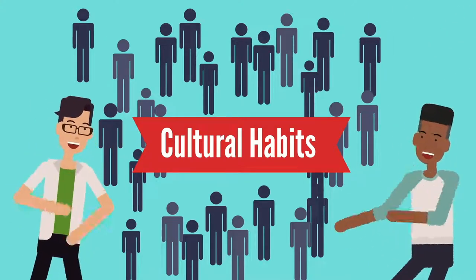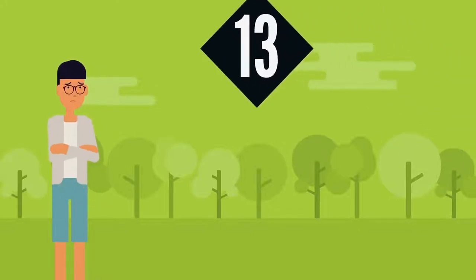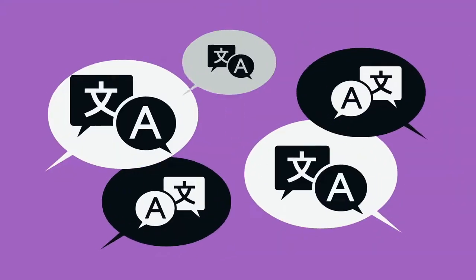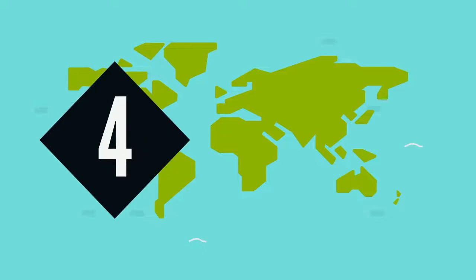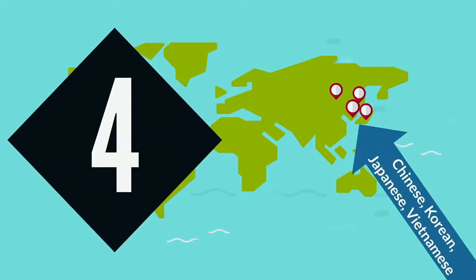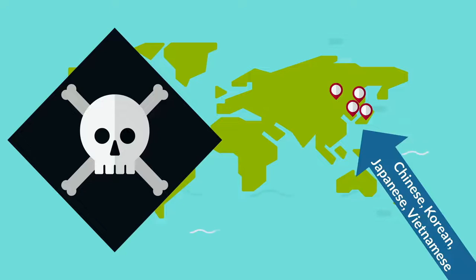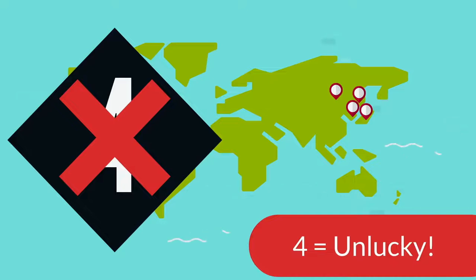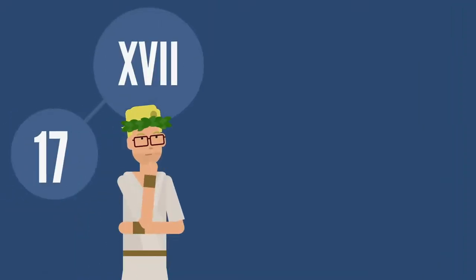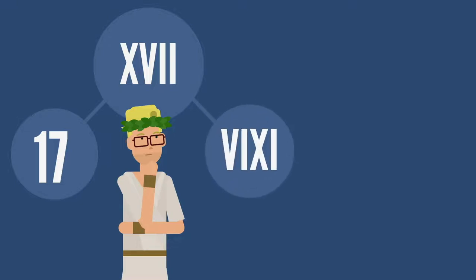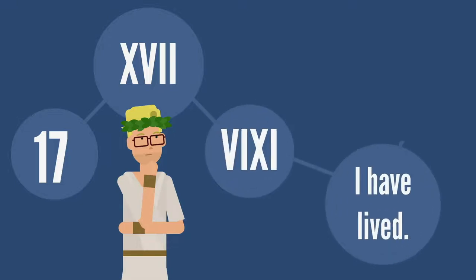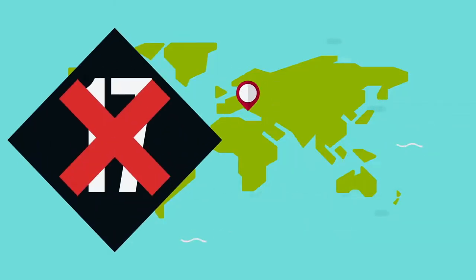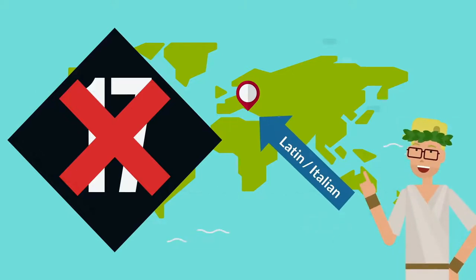Many superstitions, like the fear of the number 13, have religious origins, but some are just because of language coincidences. For example, the number 4 in Chinese, Korean, Japanese, and Vietnamese is very similar to the word for death. It's not surprising, then, that 4 is commonly an unlucky number in these cultures. Also, if you rearrange the Roman numerals for 17, you get vixi, the Latin phrase for I have lived, which implies I died. So the number 17 is avoided throughout Italy, where Latin was spoken during the Roman Empire.